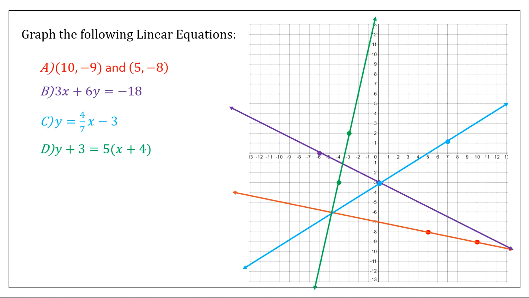And then last, the green line, y plus 3 equals 5 times x plus 4. So the first point we're going to graph is from the plus 3 and plus 4. That makes it a negative 4 for our x value and negative 3 for the y value. So we go on and we plot that point. Our slope is up 5, to the right 1. We go up 5 points, to the right 1 point, and we draw our line in. Did everybody get those? Does that make sense to everyone?